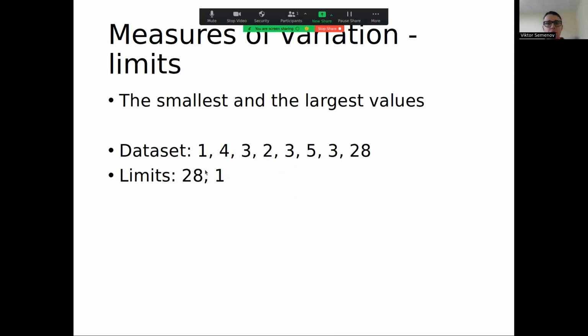Similar to the range, there are limits. Limits are the borders which mark the smallest and the largest values in the data set. You can see that limits in this case will be 1 and 28. So the smallest value is 1, the largest 28. So it is similar information to the range, but still it is different. If, for example, the smallest value were 101 and the largest 128, the limits would be 101 and 128, but the range would be the same. So this is why it might make sense to specify limits and range separately.